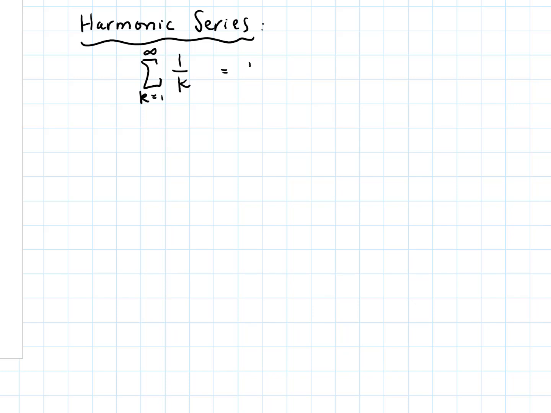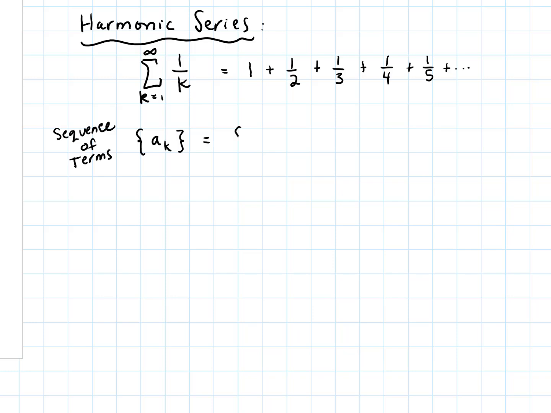If I were to write this out, this would be 1 plus 1/2 plus 1/3 plus 1/4 plus 1/5, and we'll go a little bit further, on and on. This never ends. Notice here, we end up with two associated sequences. The sequence of terms, which I'll call the a sub k's, is the list of terms we have here: 1, 1/2, 1/3, 1/4, 1/5, and so forth.